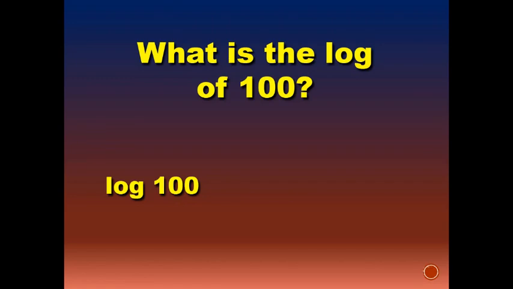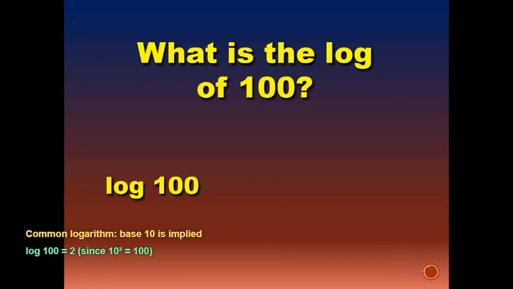Now we're writing this in shorthand notation. When you see log 100 without a base written, it's understood to mean log base 10. We call this the common logarithm. So log 100 is asking the exact same question we just solved. What power must we raise 10 to in order to get 100? The answer is still 2.